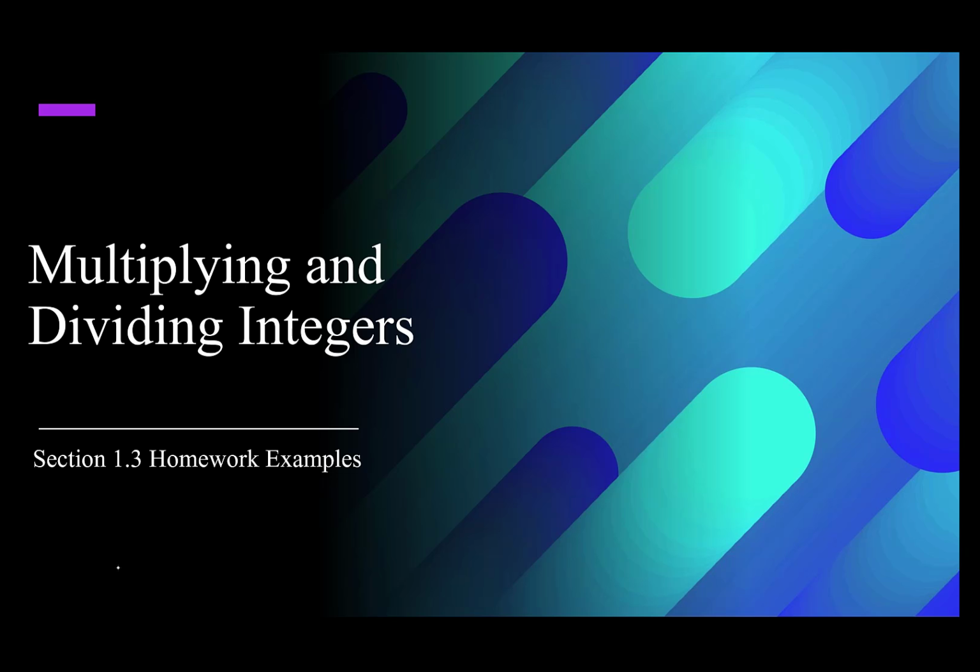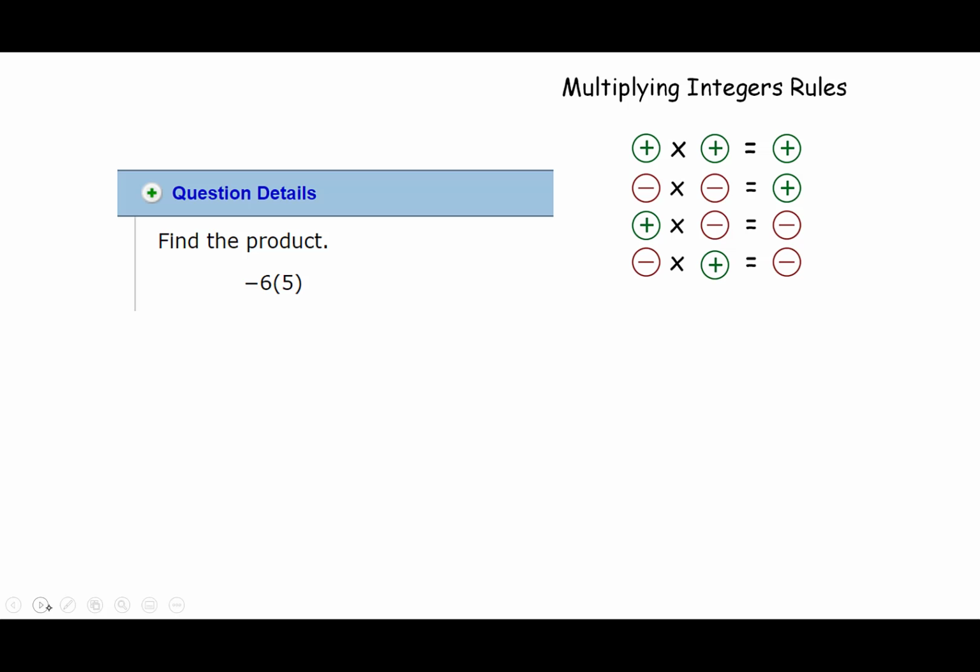Hi class, I'm going to show you a few examples from section 1.3. This is multiplying and dividing integers. The multiplying and dividing rules for integers are pretty straightforward. These rules only apply when you're working with two numbers at a time. If those two numbers are both positive or both negative, the product will be positive.